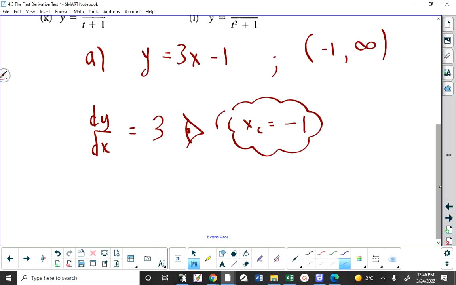What does it say for the answer? Excellent. So the answer in the back is correct. So let me explain to you why there are no max or mins.